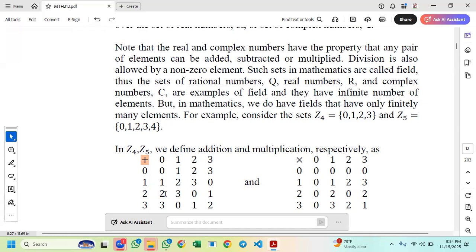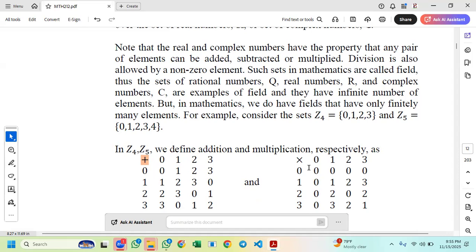Now 3 plus 0 is still 3. 3 plus 1 is 4, which in module 4 or in space 4 is 0. So 3 plus 2 is 5. We'll start from 1 again. 3 plus 3 is 6. We'll continue, which is 2. Yes, makes sense. That is the logic. Now let's go to the multiplication aspect.